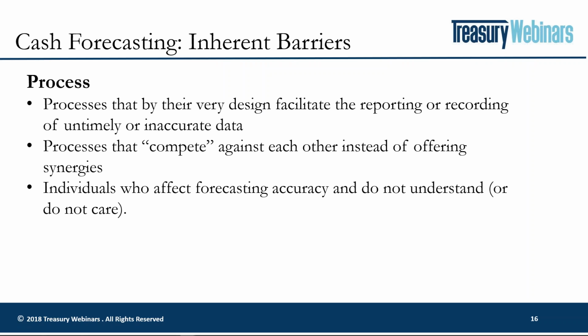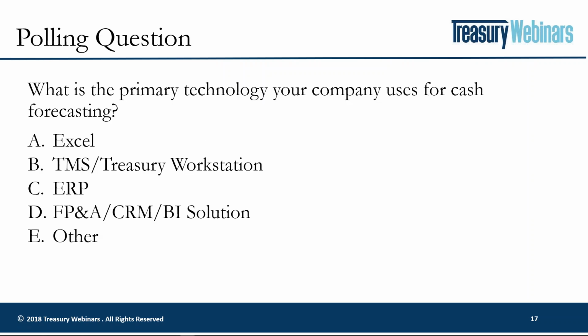The process, right? We want that to be consistent. We don't want processes that compete against each other. Again, it goes with the people. We want those people who affect forecasting accuracy, who don't understand or don't care, who own a process and are very protective of it. Well, let's incent them to change that policy, that process, so that we can make cash forecasting valuable.